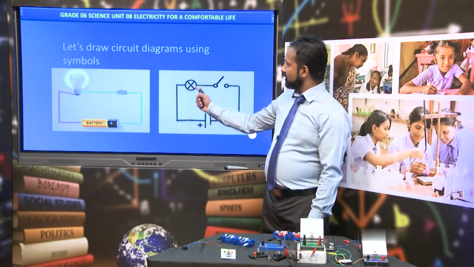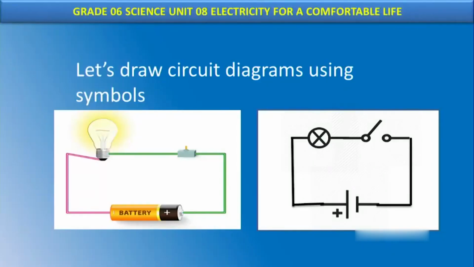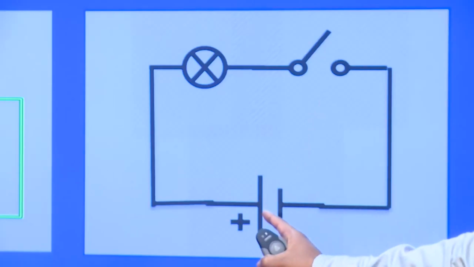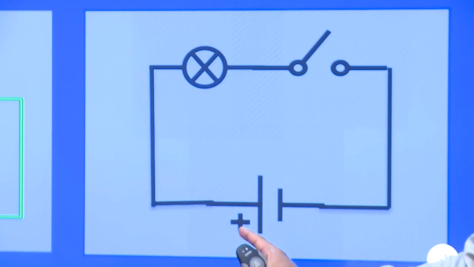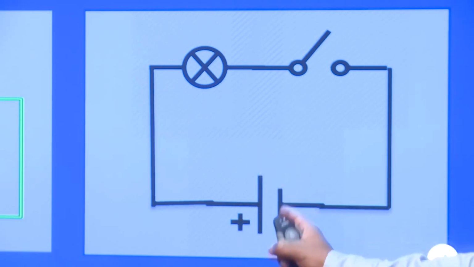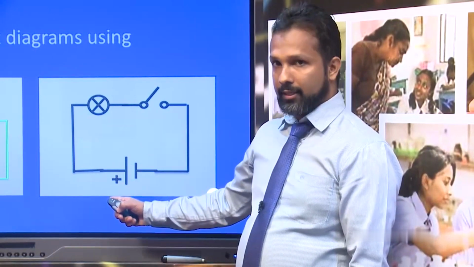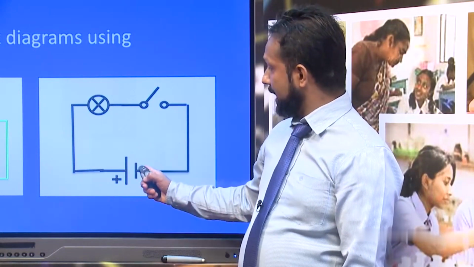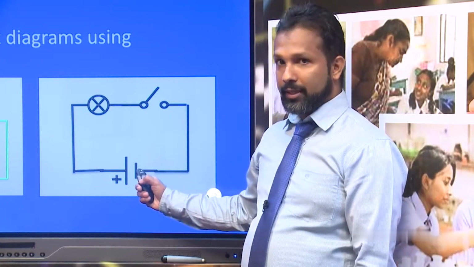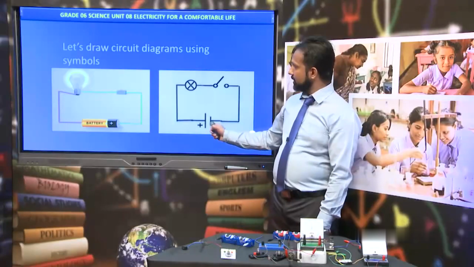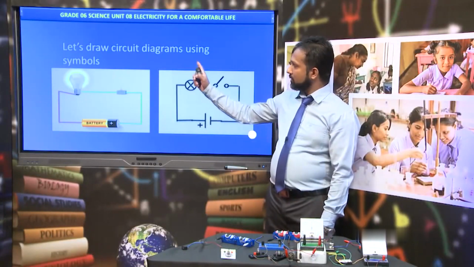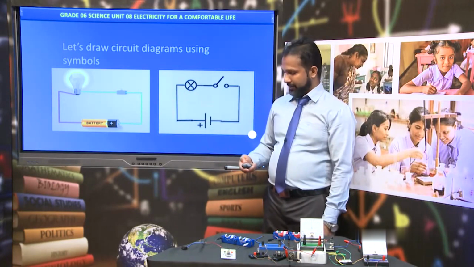This is the symbol of the bulb. The black lines are used to represent connecting wires. This is the open switch. This is the symbol of a dry cell, long terminal, short terminal. The long line represents the positive terminal and the short line represents the negative terminal of the dry cell. This is the circuit diagram of the circuit shown on the left side.